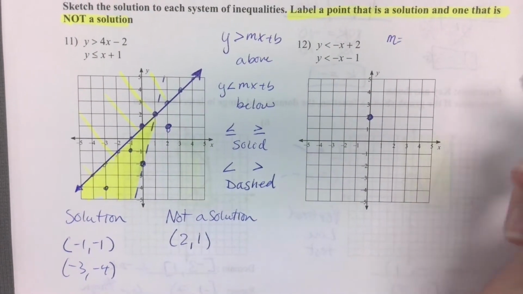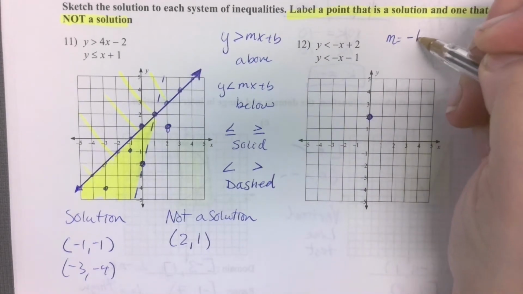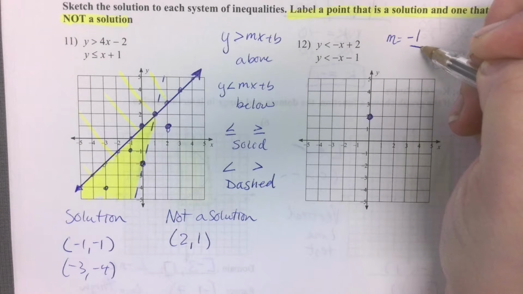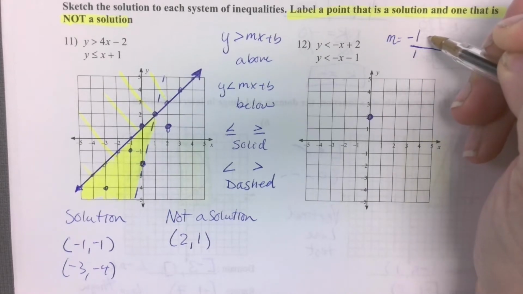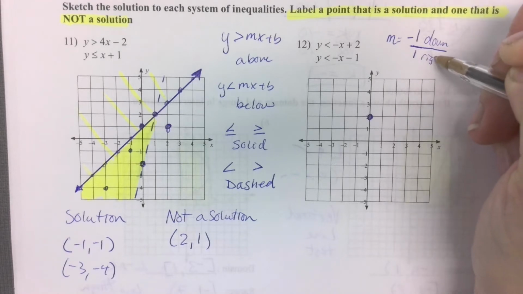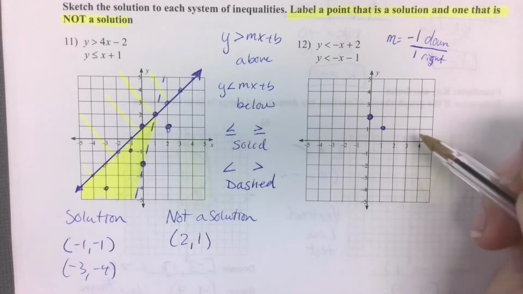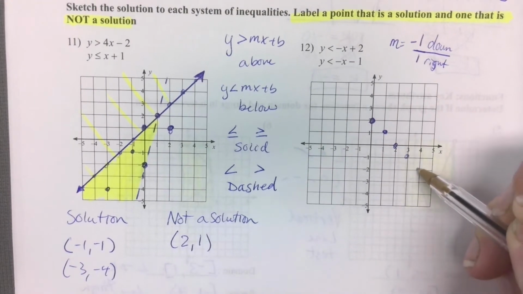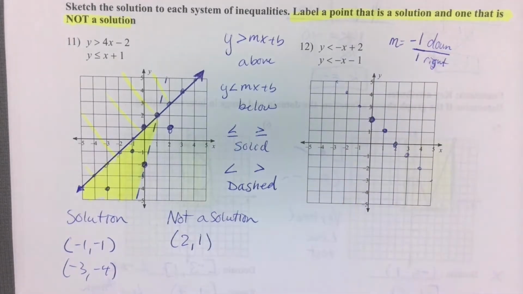What's the slope for the top equation, you guys? Just -1. Make it a fraction. What do I put on the bottom? So what does this mean? Up or down? Right or left? Good. So from here, I just go down 1, over 1. Is this a solid or a dashed line? It's a dashed line.